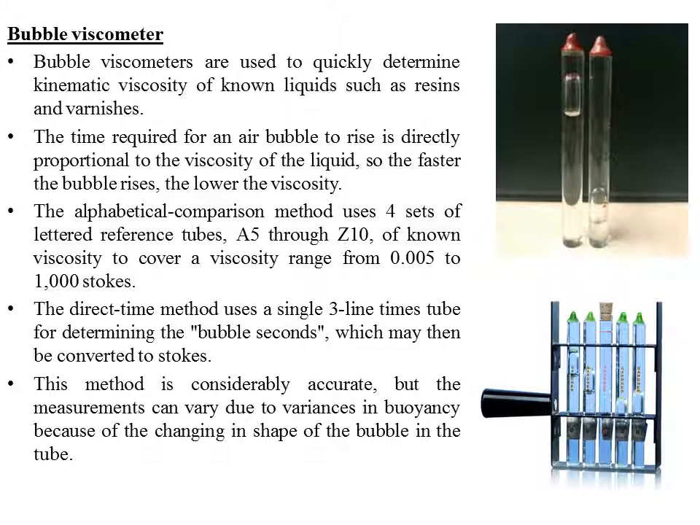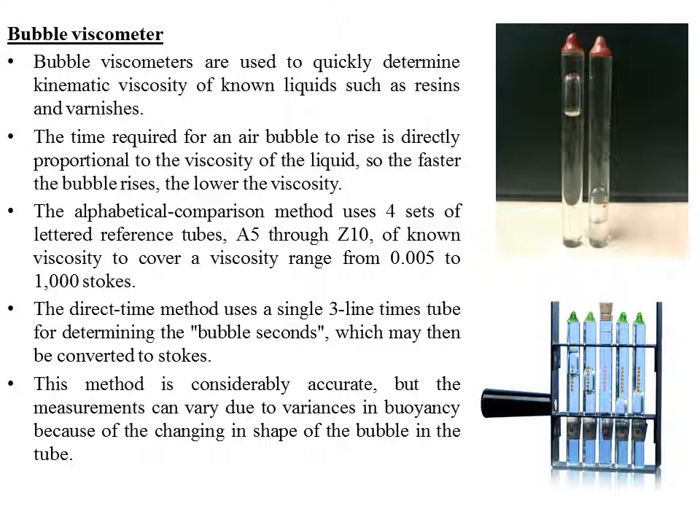Next is the bubble viscometer. The bubble viscometers are used to determine the kinematic viscosity of transparent liquids such as resins or varnishes. The time required for an air bubble to rise is directly proportional to the viscosity of the liquid. So the faster the bubble rises, the lower is the viscosity. Here you can see in two test tubes the liquid is filled and the bubble rise is measured.